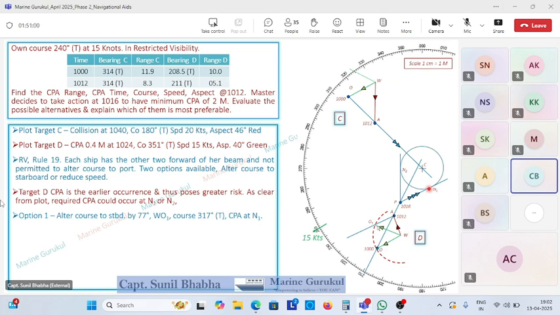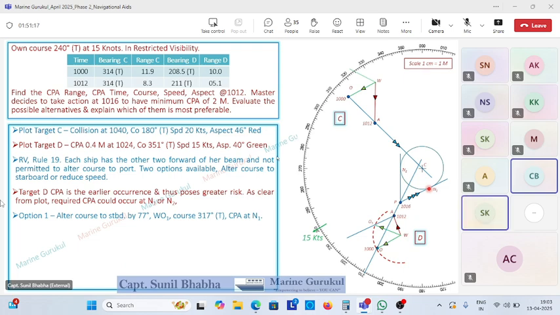Now, any doubts coming up to here, Beta? The scenario that we are talking about is that the target ship is crossing from N1. That's correct, Beta. N2 we have not evaluated yet. We will evaluate N2 later.